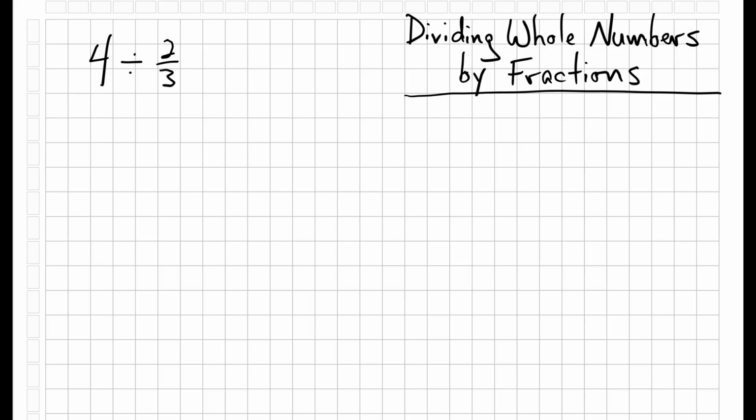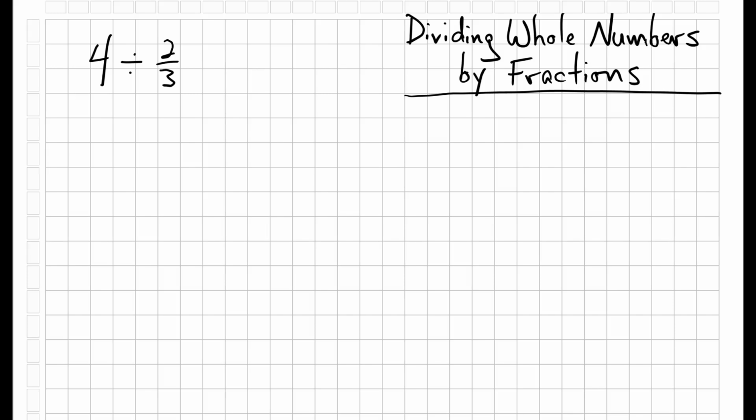And we're going to again think about division as repeated subtraction, just like we did when both our dividend and divisor were whole numbers. So let's take a look at this division problem. 4 divided by 2/3. My dividend is a whole number. My divisor is a fraction. And let's ask the same question that we asked in earlier division problems. How many times do I have to subtract 2/3 from 4 before I get down to 0?